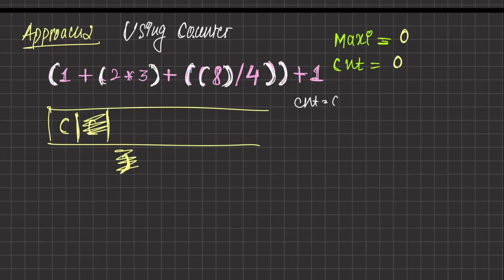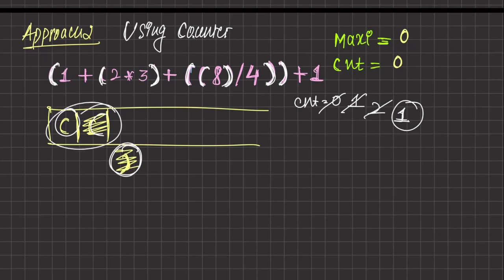Count was initially 0. When we get an opening parenthesis, it became 1. When we again get one, it becomes 2. When we get a closing parenthesis, we just subtract it. The size became 1, right? The stack size became 1. So this is the intuition. If I repeat again, when we get an opening parenthesis, we are just incrementing the count variable, the stack size or the count variable. But whenever we get a closing parenthesis, we are completing a pair, so we are just reducing the stack size or the count variable, right?